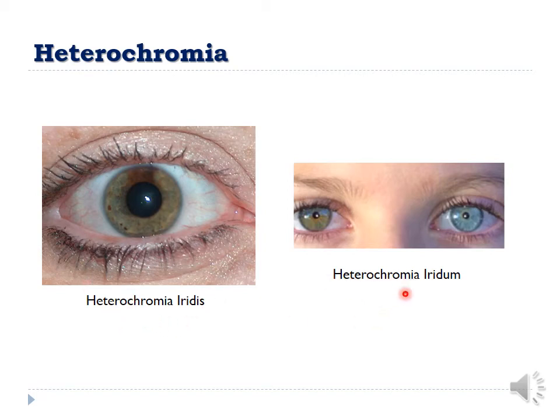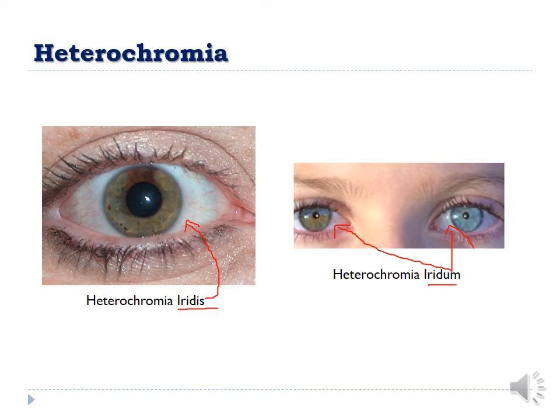You can see heterochromia iridum and heterochromia iridis. Now what is the difference between heterochromia iridum and iridis? Heterochromia iridis is this one. What is that? In the same iris you have two different colors. So within the same iris you have two different colors. Heterochromia iridum is when we are comparing between two eyes. The iris color between the two eyes is different. That is the meaning of heterochromia iridum.